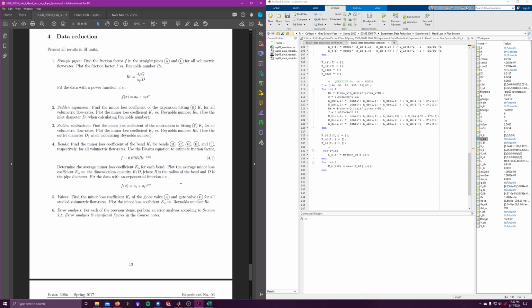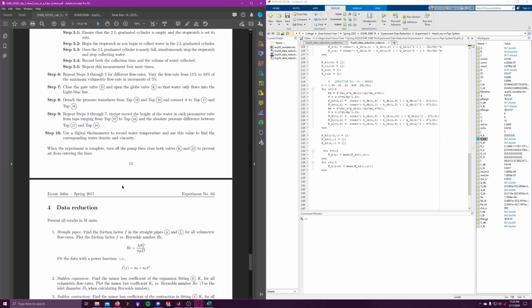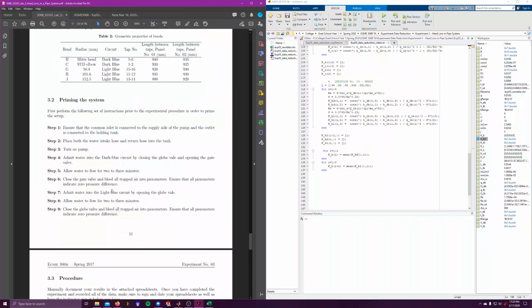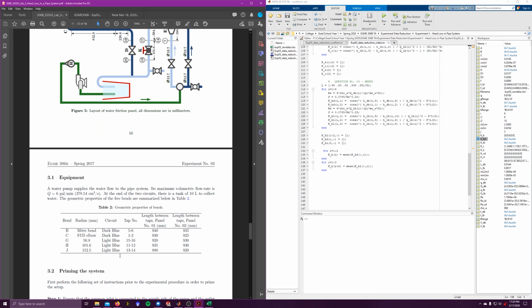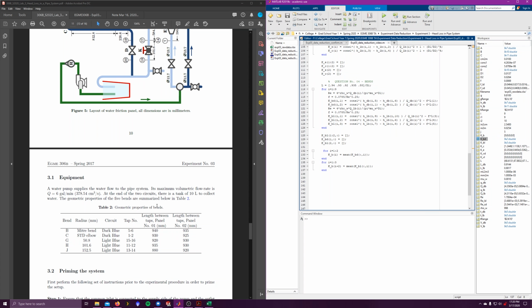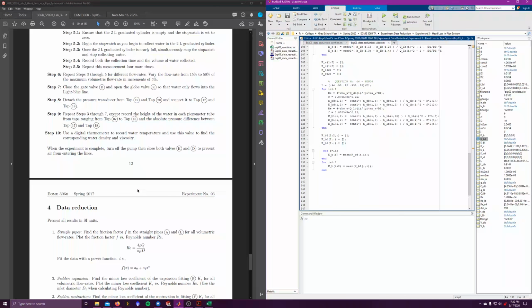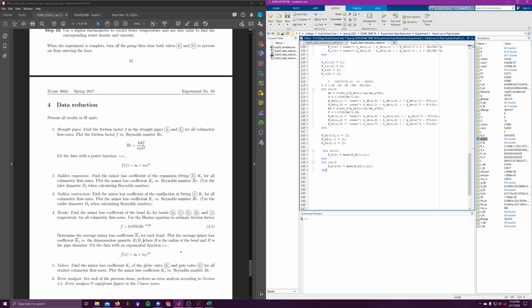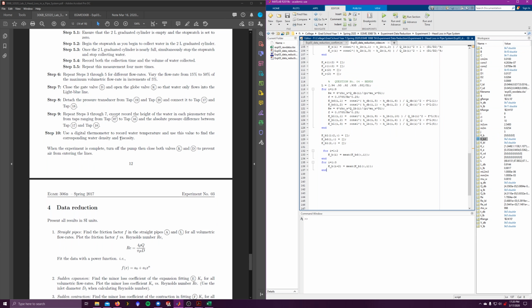Okay, so in total we have 5 bends. We had 2 from the dark blue and 3 from the light blue. So again, if we want to plot our minor loss coefficient for the bends versus this r divided by d quantity, then our vectors need to be the same length, which is 5. And we'll type out r divided by d later on.